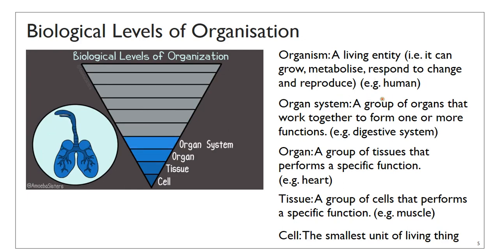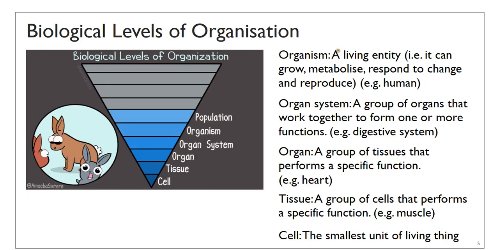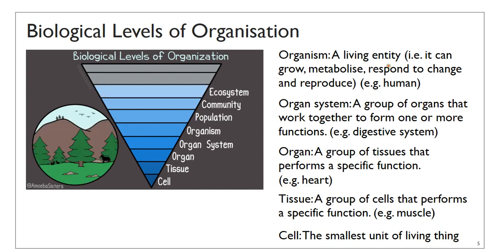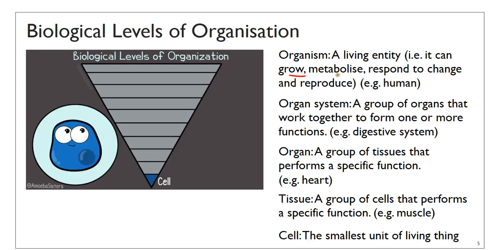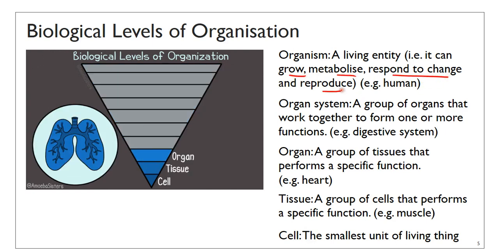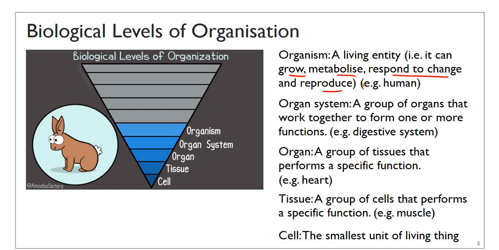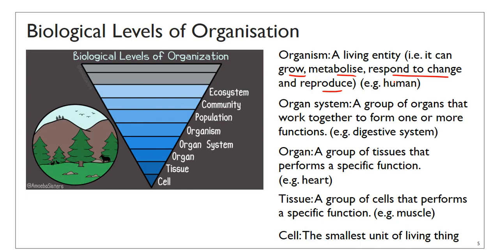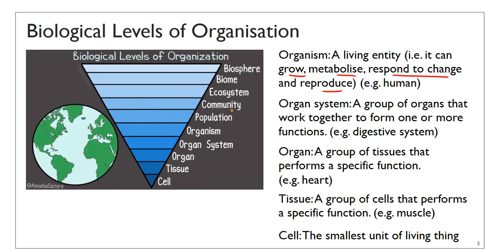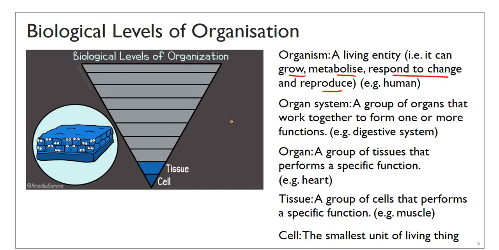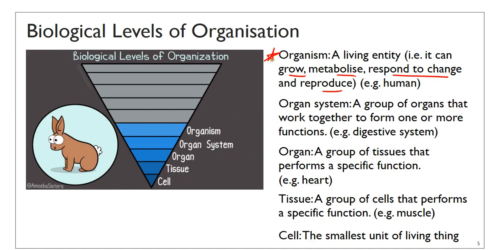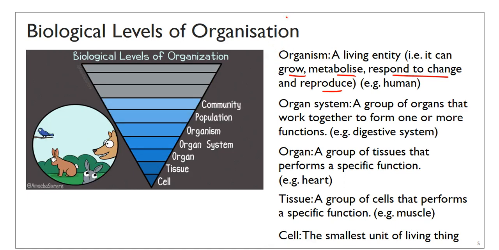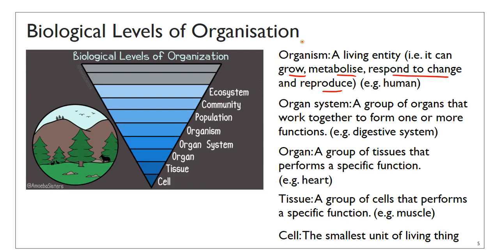And then when you have multiple organ systems combined, you have an organism, which is a living entity. Now, the definition of living is that you can grow, you can metabolize, you can respond to change, and reproduce. So if you cannot do these things, you're not considered a living organism. And then there are other higher levels of classification, which we will not talk about in detail in this course, but I think we're just going to stop at organism. We'll look at the relationships between different organisms later when we look at evolution. But for now, let's just go from cell to organism.